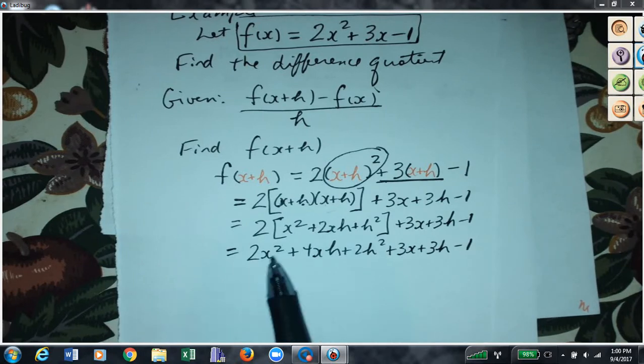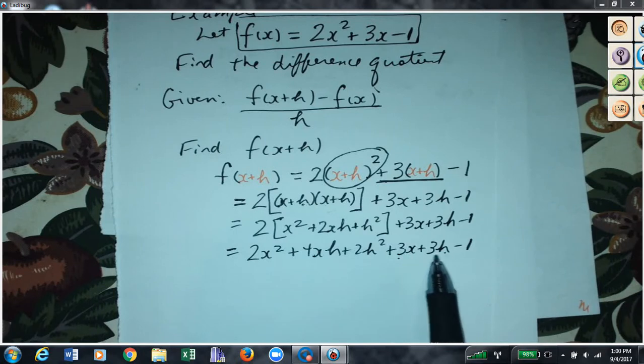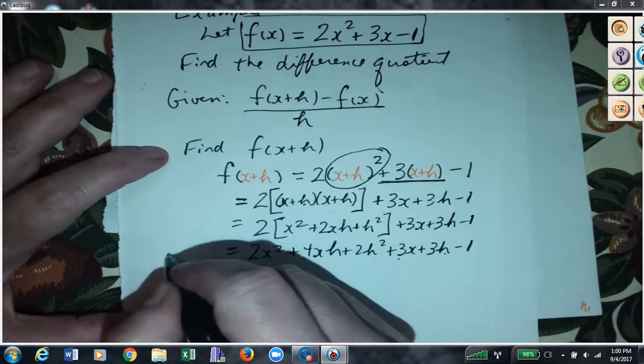I only have one x squared term. I only have one x times h term. I only have one h squared term. I only have one x term, and I only have one h by itself term. And no, okay, so that's as far as it can go.